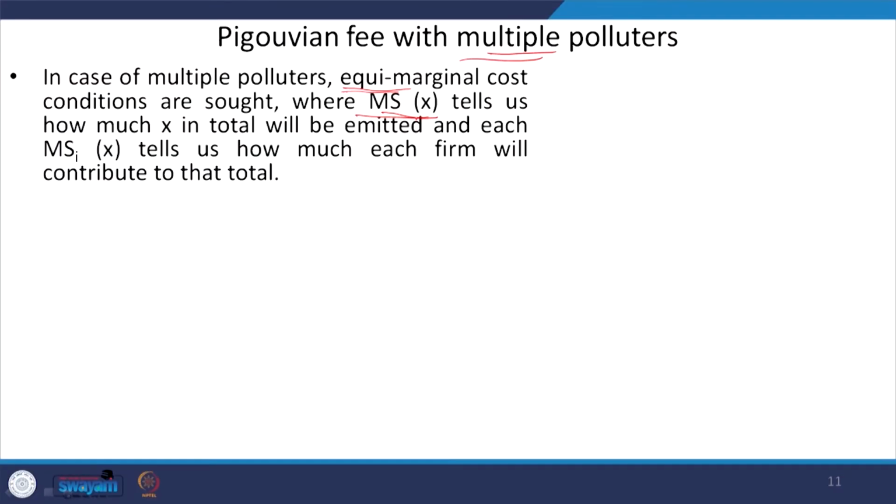So, let us say this MSX is the total marginal saving function of all the polluters. So, this MSX is telling us how much pollution in total can be emitted by all the polluters, right. And when we are talking about the individual marginal saving function, right, corresponding to this level of output, it is telling how much each farm or each polluter will be contributing to the total marginal saving for the pollution. Okay. So, we can actually explain this in terms of a graph.